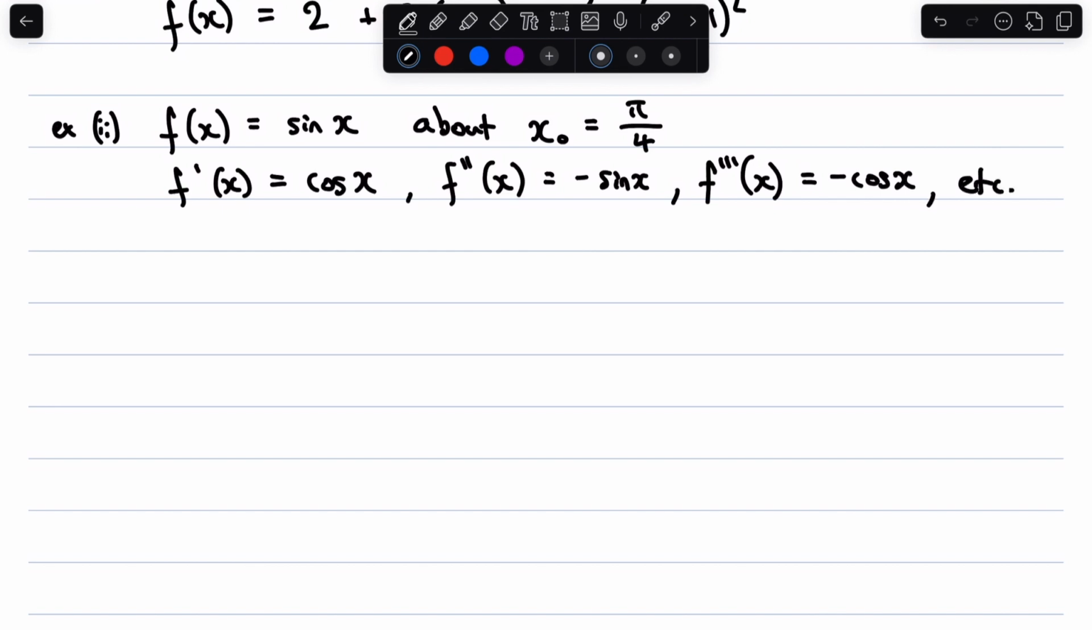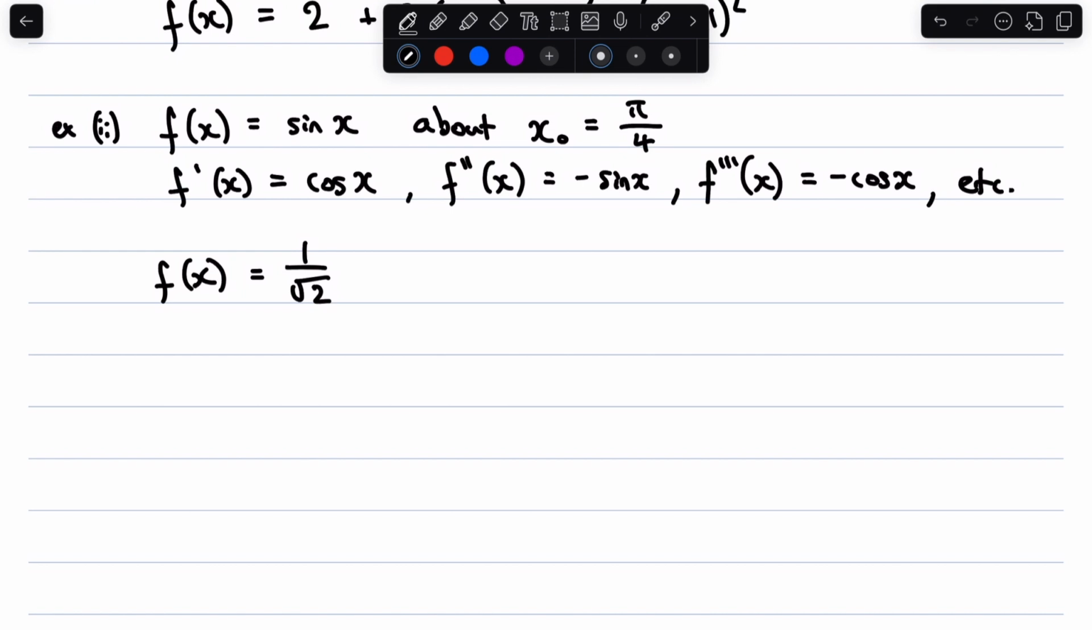So this one doesn't terminate. There's no f differentiated n times of x which equals 0. There's no point where that happens. It will just repeat forever. So what we can write is that our function f of x is equal to, well, the first term is going to be sine of x naught. So that's going to be 1 over root 2.